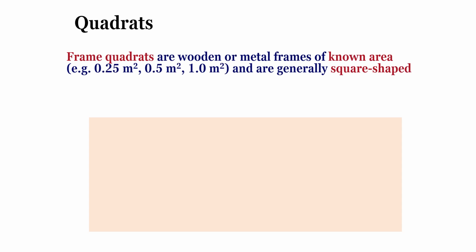Let's see what quadrats and transects are and how they are used in sampling. Quadrats are square-shaped metal or wooden frames of known area, and their areas can be like 0.25 square meter, 0.5 square meter, or 1 square meter, depending on the area where we are going to do the sampling.